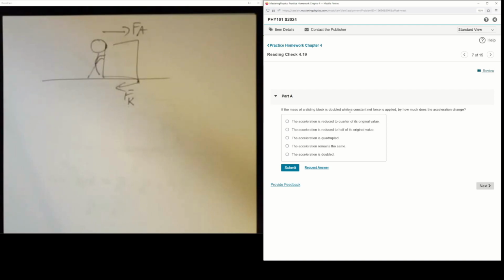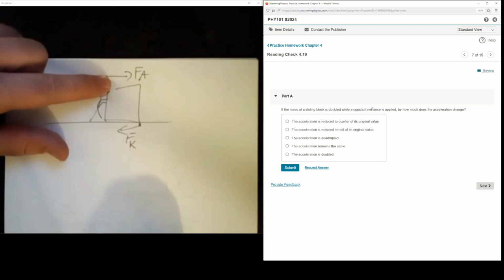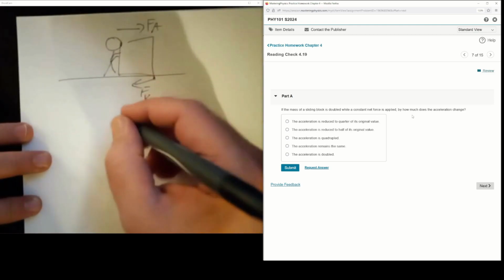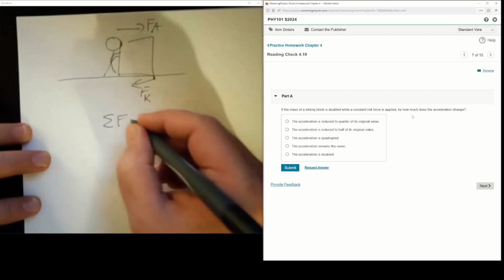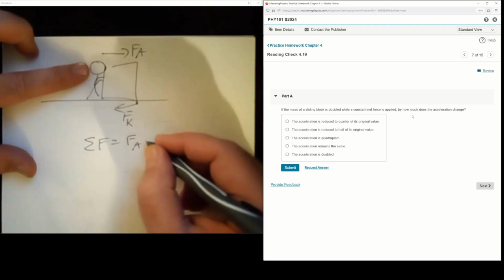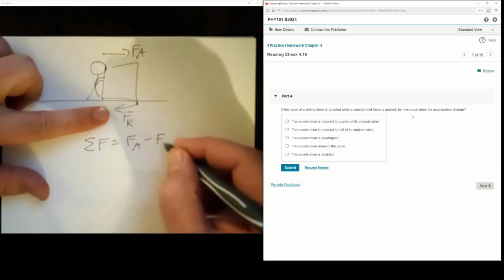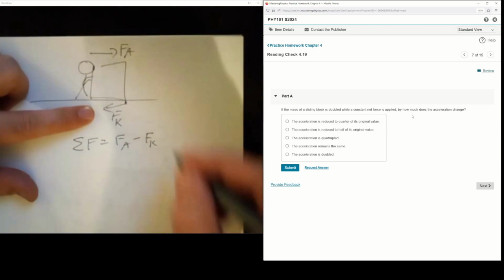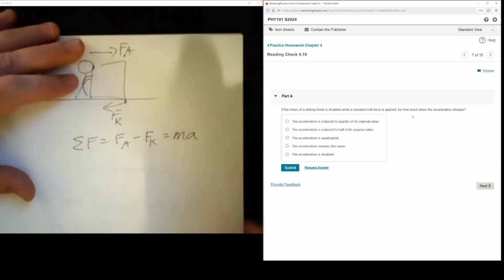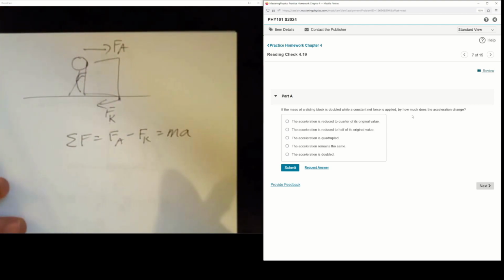The mass is doubled while the force is the same. Well, the force is the same. How much does the acceleration change? Well, if we're summing our forces, just add them all up. Our force applied to the right, friction working against us. When we sum these forces, this is Newton's second law, that equals mass times acceleration.